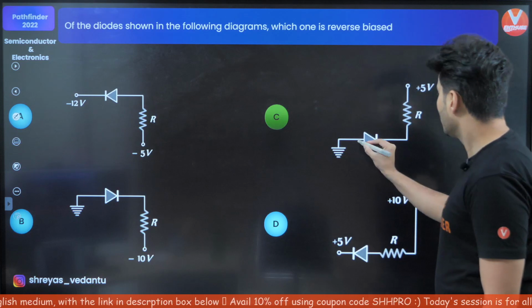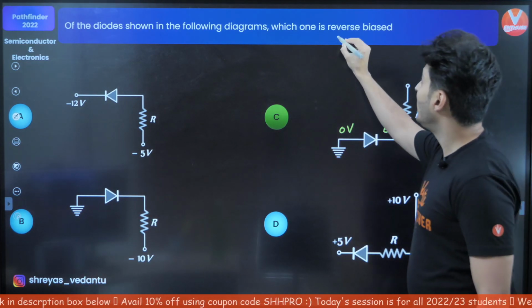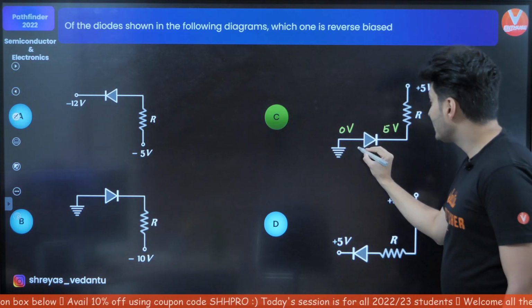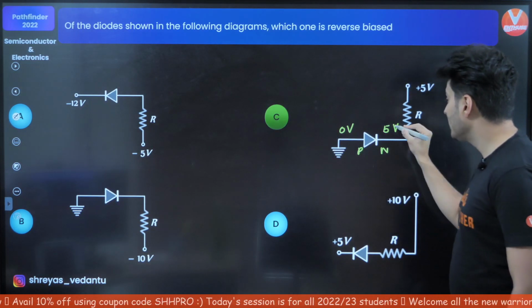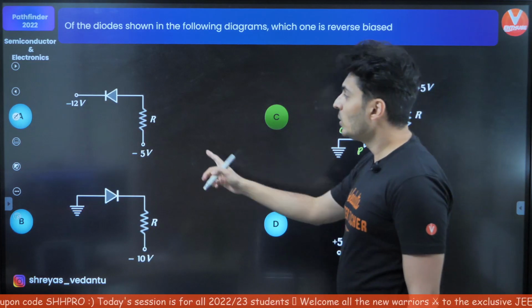In option C, ground means 0 volts. This is 5 volts. Reverse bias, right? This is P side, this is N side. N is at higher volt. P is at lower volt. Obviously, this is reverse. You look at anything else.